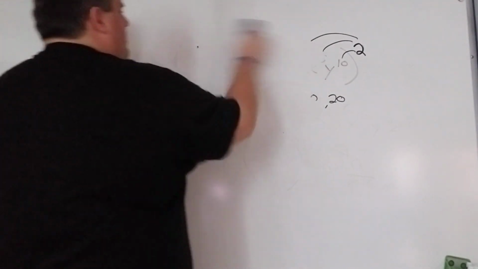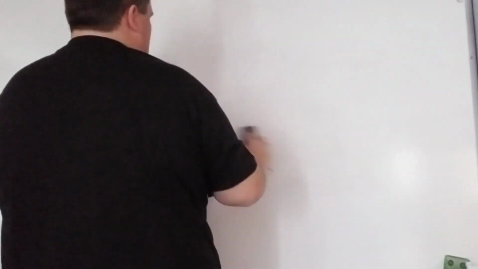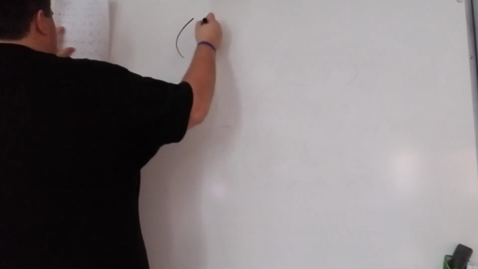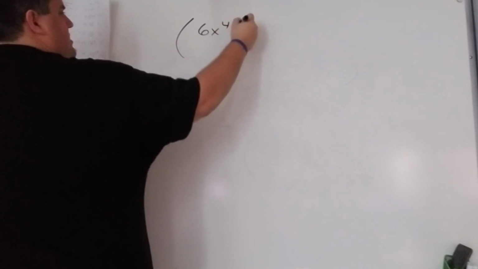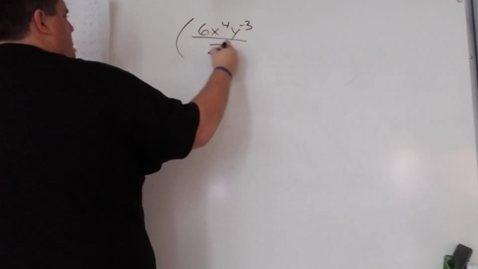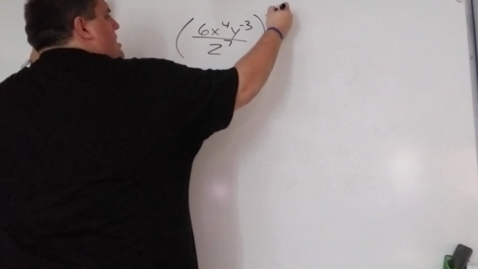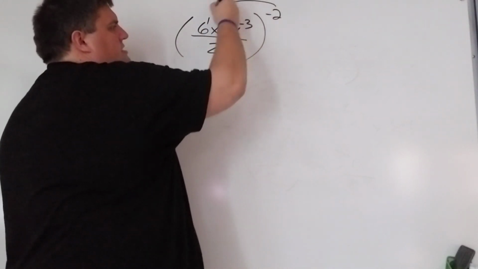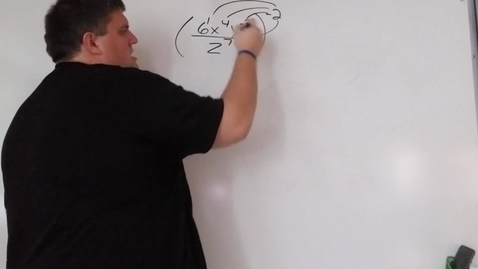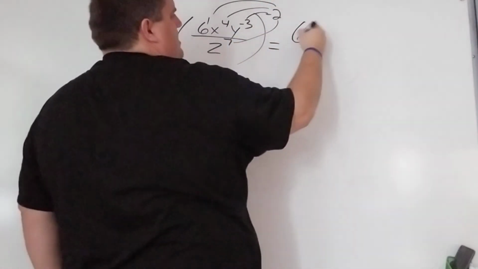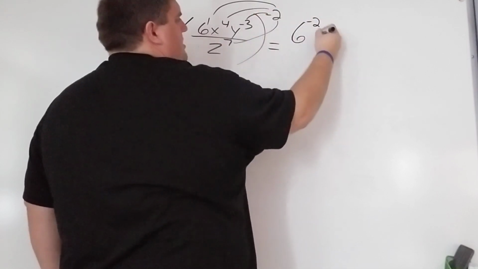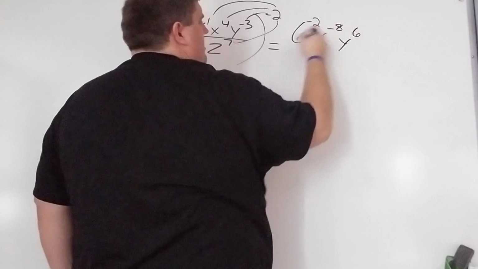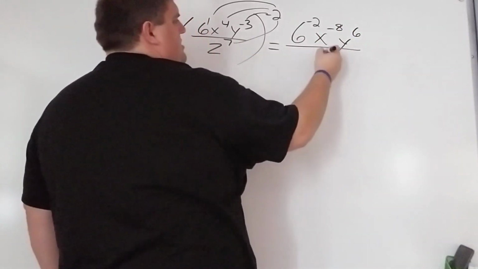Number 12, we have some power to a power going on. So we have 6, x to the 4th, y to the negative 3rd, over z to the 7th. And we're going to multiply negative 2 times everything on the inside here. So don't forget there's a 1 on the 6. So it's going to be 6 to the negative 2nd, x to the negative 8th, y to the positive 6th, over z to the negative 14th.